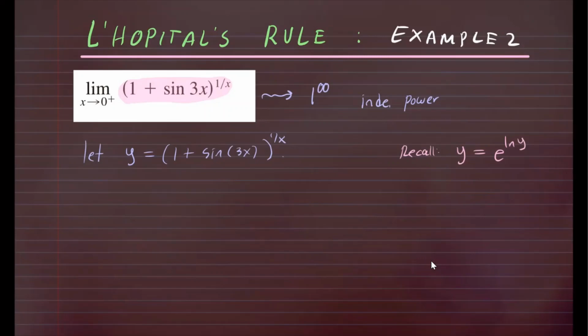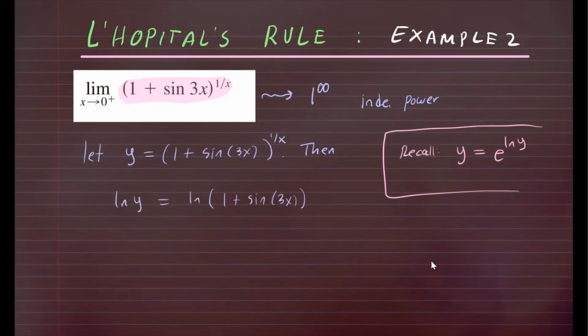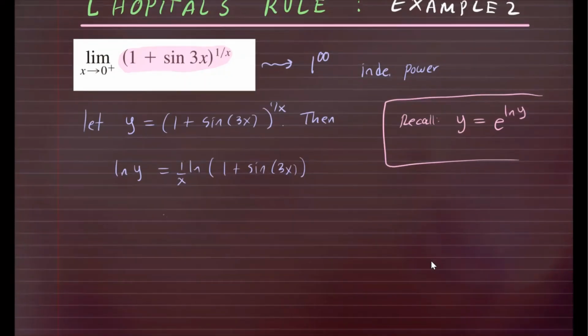So hold on to this thought, and now let's go ahead and take natural log on both sides. So you'll have ln of y is equal to ln of (1 plus sine of 3x) to the power 1 over x. Now, by laws of logarithms, I can bring down the power. This gives me 1 over x. So we're just working with this piece right here. So I'm going to take the limit of that, and then once I get an answer, I'm going to exponentiate. So hold on to that thought again. So let's go ahead and rewrite this. This can also be rewritten as ln of (1 plus sine of 3x) over x.